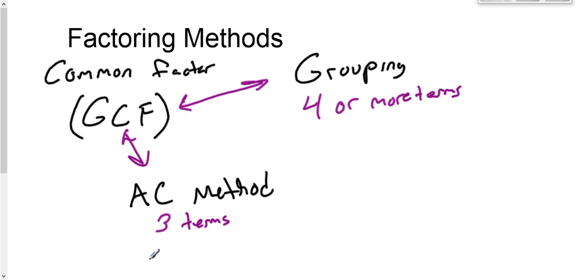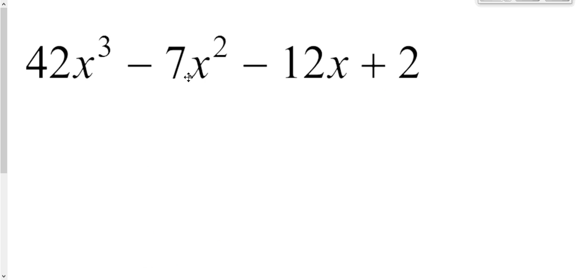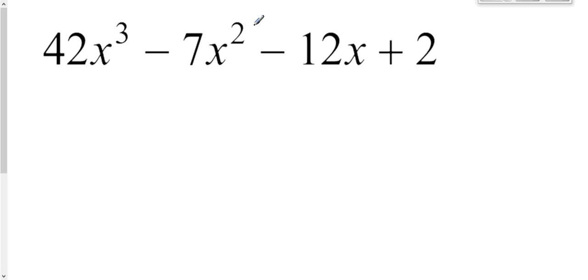We get the AC method from our standard form ax squared plus bx plus c. This is standard form of a quadratic function. So let's start with grouping. We know that it's grouping because there are 4 terms.